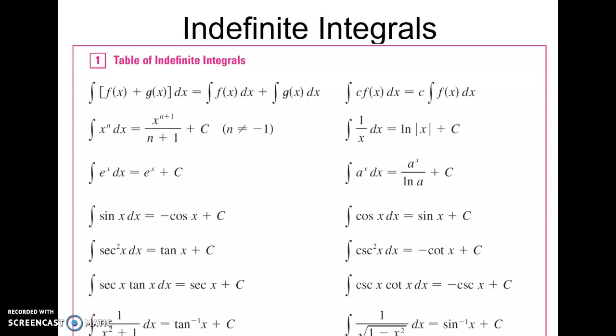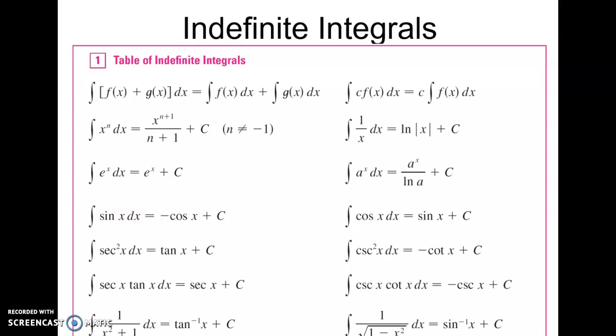Remember, we don't take the more difficult antiderivatives like going backwards from the chain rule or going backwards from the product rule or going backwards from the quotient rule or other functions that are more difficult. Those actually will happen in Calc 2.